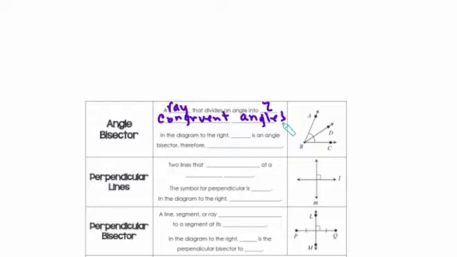So in our diagram, we have ray BD, and it is an angle bisector because it cuts the angle into two equal angles. So we have ray BD, and we have angle ABD is congruent to angle DBC.